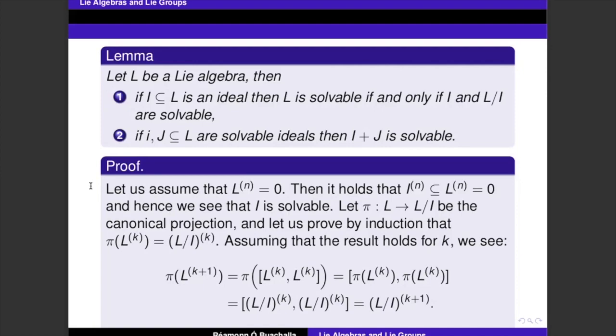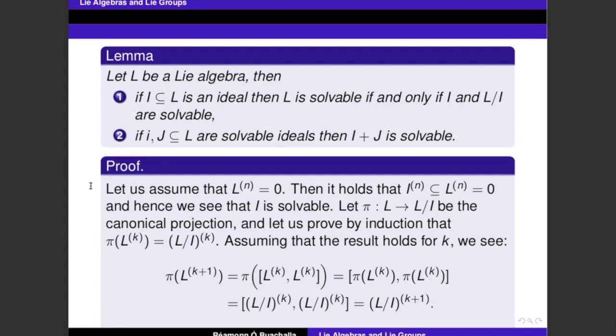So let's prove that. Let us assume that our Lie algebra is solvable. Let's start off in that direction. We need to prove it from both directions. It's an if and only if. So let's start off under the assumption that L is solvable and show that for any ideal I, this implies that I is solvable and that the quotient space L over I is solvable.